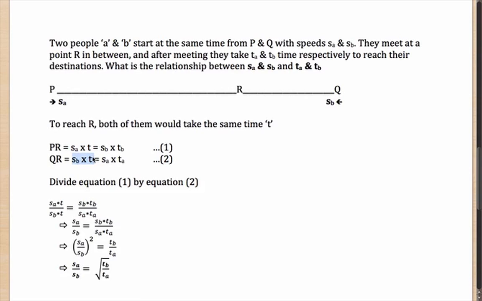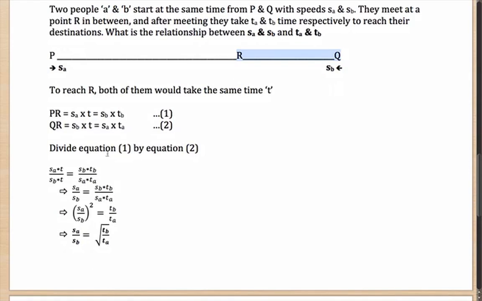Now, for the second part of the journey, this distance RP is being covered by B with the speed of SB. So that is equal to SB into TB. Very similarly, the distance RQ is being covered by A with the speed of SA. So QR will be SA into TA.